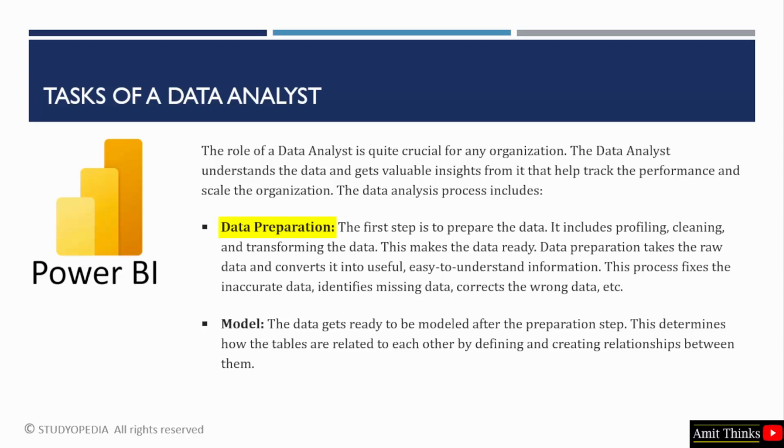As I told before, it includes fixing the inaccurate data, identifying the missing data, fixing the duplicate values. That's it. Then the second step includes model. So your data is now ready to get modeled after the first step, that is the data preparation step. Now this step determines how the tables are related to each other. This is done by creating relationships between them.